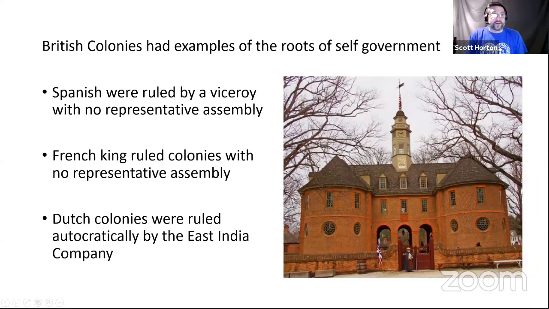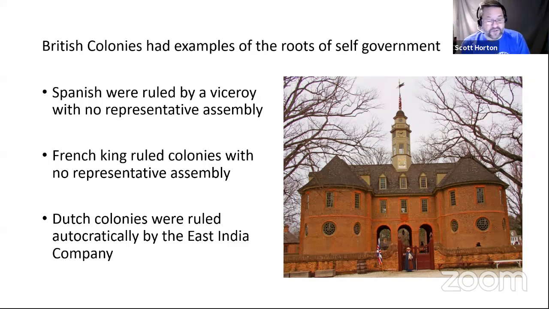Another example, the British colonies had examples of self-government. So what does that mean? The British colonies had some power to make decisions amongst themselves, unlike the other three, really. So the Spanish and the French were really controlled pretty much directly by the king. The Spanish were ruled by a viceroy. Roy is another word for a king, so sort of a vice principal, vice president, viceroy.